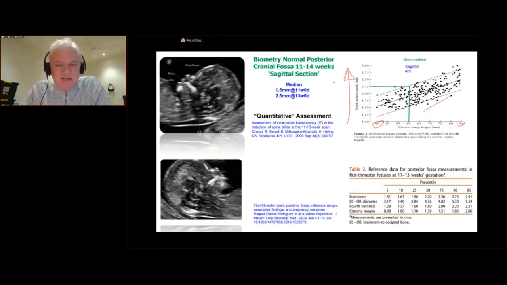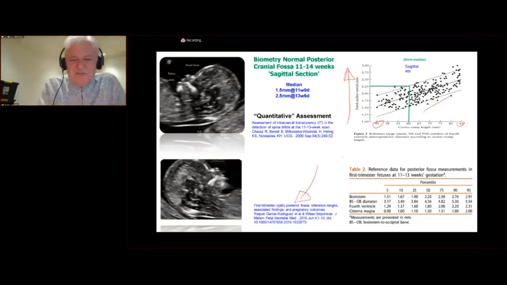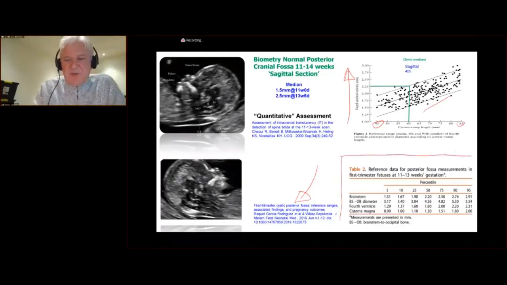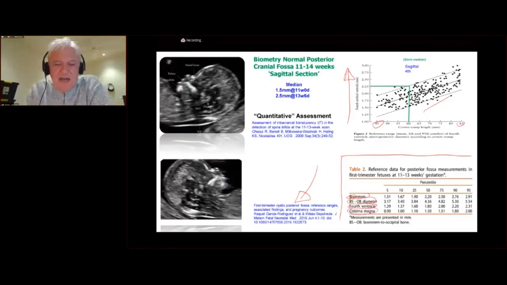And the chart which I like most of all was published only recently by Wilder, Sepulveda and others, because it's a very useful chart to put up on the wall in clinical practice. Because here's your fourth ventricle, here's your brainstem, the brainstem occipital diameter, and the cisterna magna. These are the 4 markers that you will take in the brainstem and posterior fossa, and it gives you the 5th and 95th centiles. So take a picture of that screen, because that's very valuable when you subjectively suspect that there's a problem.